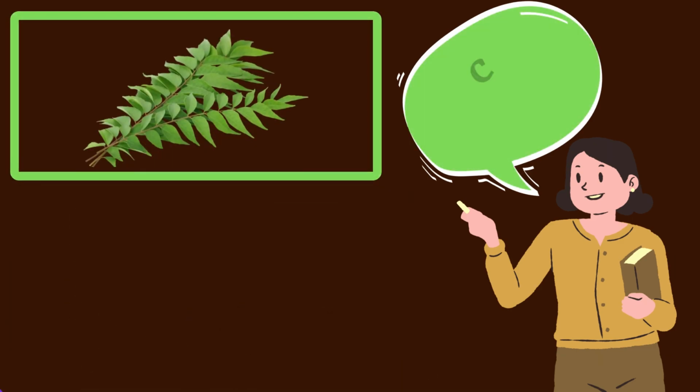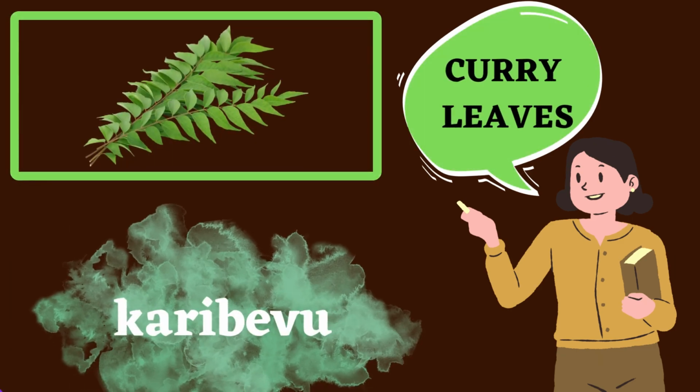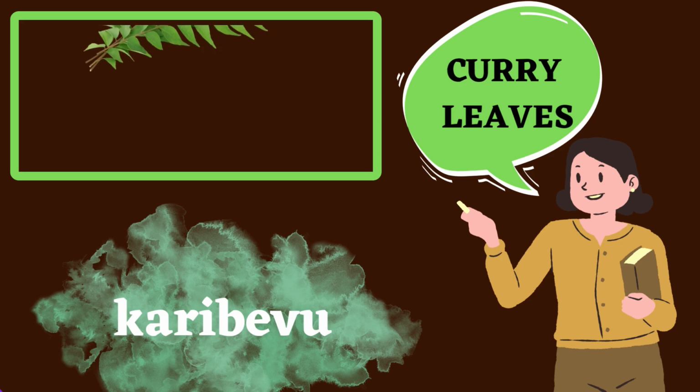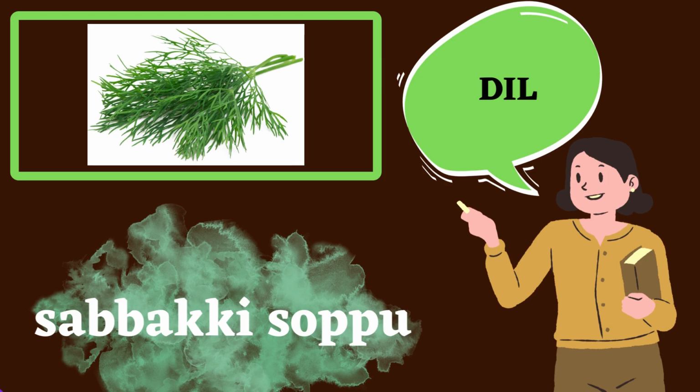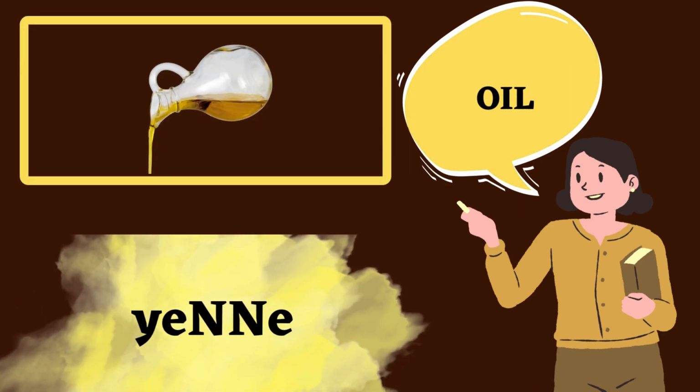Curry leaves. Curry leaves are karibevu. For example, hasiru karibevu. This means green curry leaves. Dill. Dill is sabbakki soppu. Let me repeat that again. Sabbakki soppu. Oil. Oil is yenne.